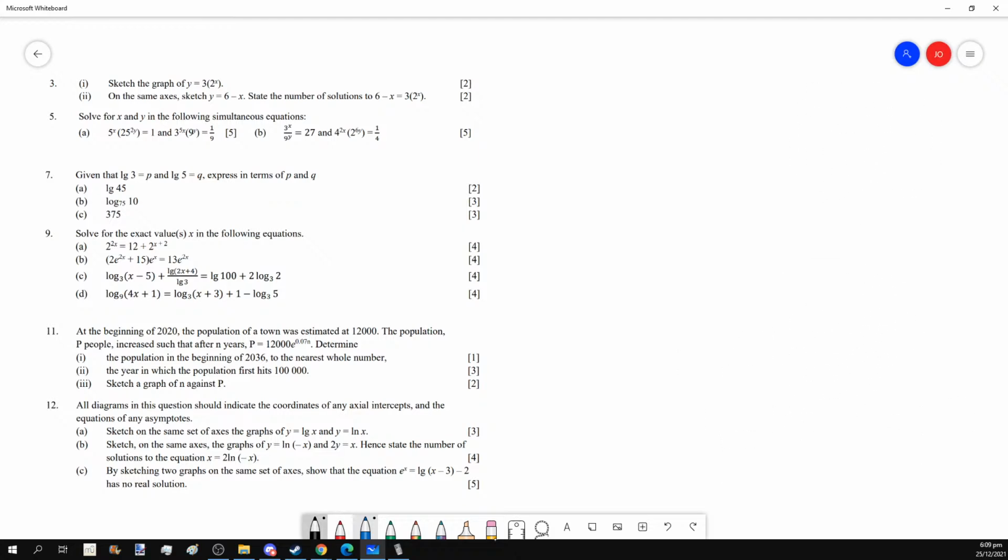So the second problem here is a little more silly. We are given 2e to the x plus 15 e to the negative x equals 13. So without anything, let us first change the right hand side using the same method as we saw in exercise 9a.